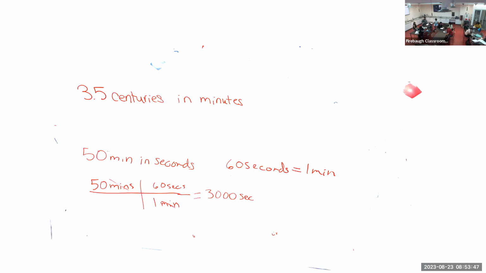Now, the reason why I want you guys to do this, because this is a simple problem, it's not necessary for us to do it, because we already knew that 60 seconds is going to equal 1 minute. But when you're working with something that is a lot more complicated, which is what you're going to be doing in chemistry, you need to set up your table so that you can clearly understand and not make a mistake. So let me give you an example. We have 3.5 centuries in minutes. So I want you to express 3.5 centuries in minutes.